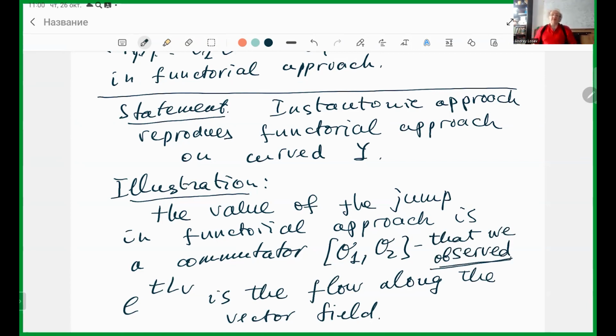So once again, it is a subtle issue. So I would like to continue it next time. Okay? And next time would be tomorrow. So tomorrow we will continue the correspondence between the functorial approach and the instantonic approach.